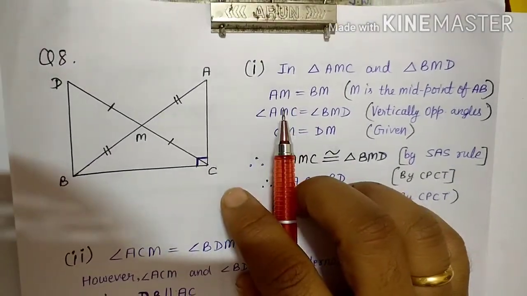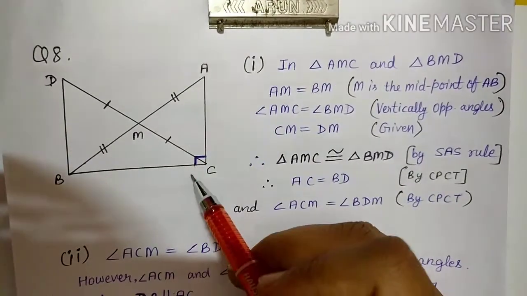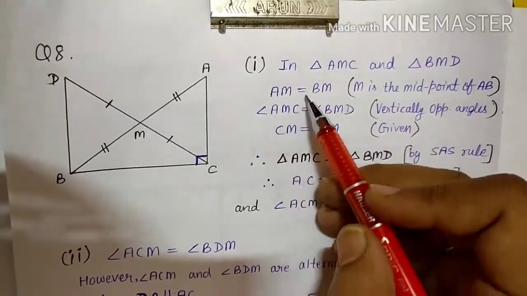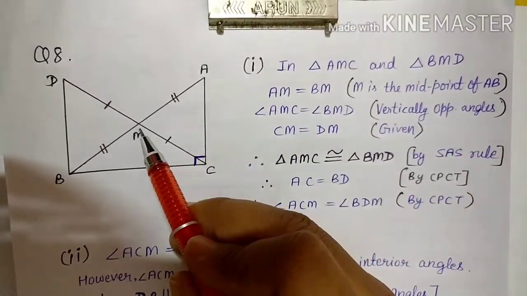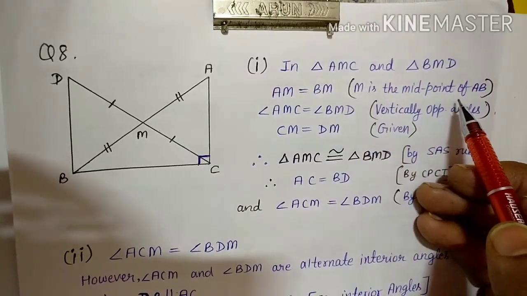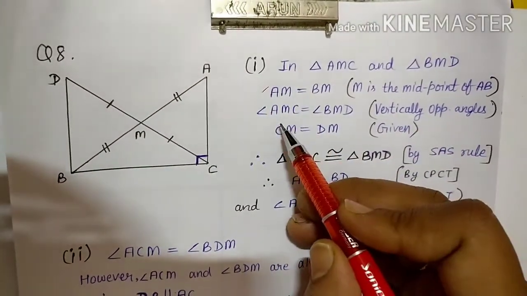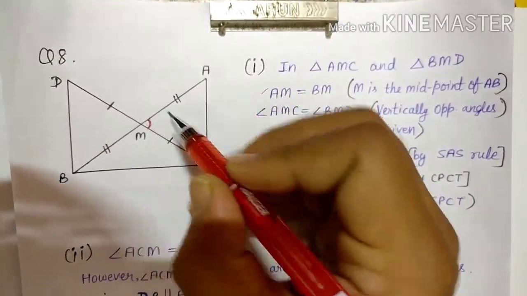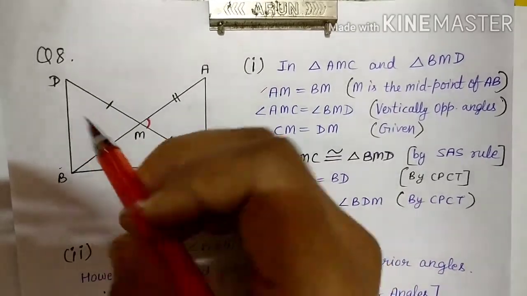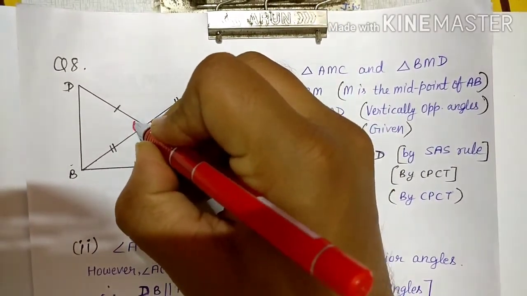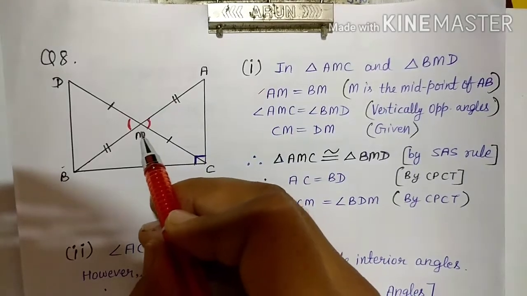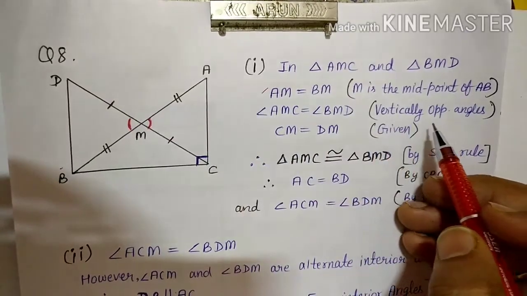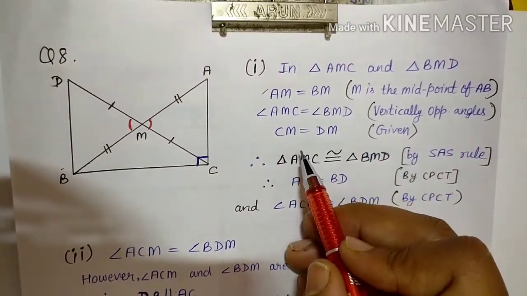Let's solve the first part of question number 8. We have taken triangle AMC and triangle BMD, because these two triangles we have to prove congruent. In these two triangles, AM equals BM, as M is the midpoint of AB. So this is a side. Then angle AMC equals angle BMD. Why? Because these are vertically opposite angles, that's why they are equal. And CM equals DM.